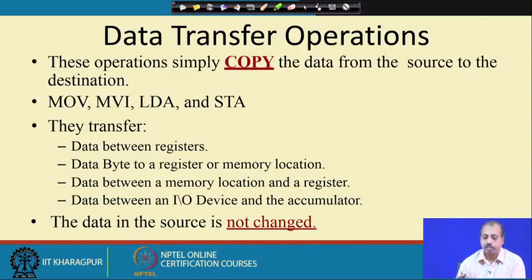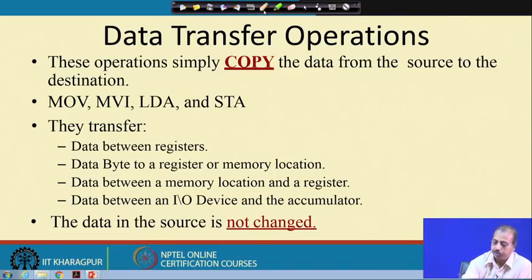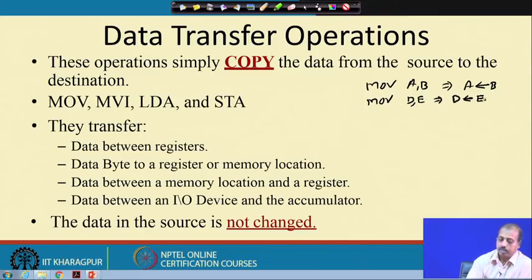For example, we can have instructions like MOV A comma B. This means the A register gets the content of the B register. Or MOV D comma E, that means the D register gets the content of the E register. Then there is the MVI instruction, move immediate. It is like MVI A comma 40. That means the A register will get the value 40.